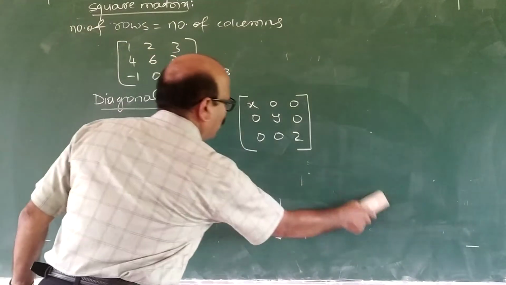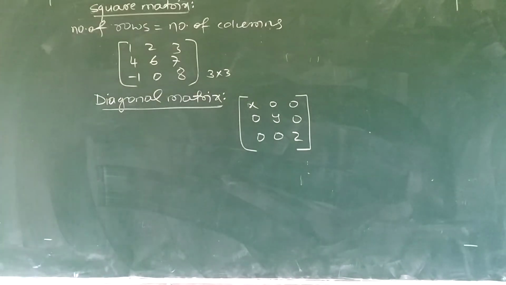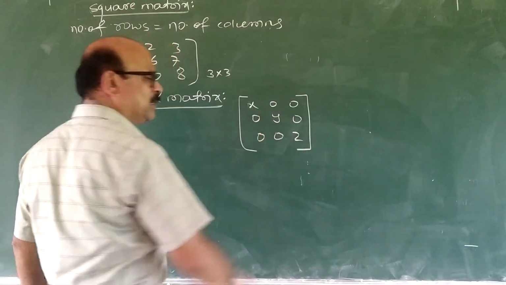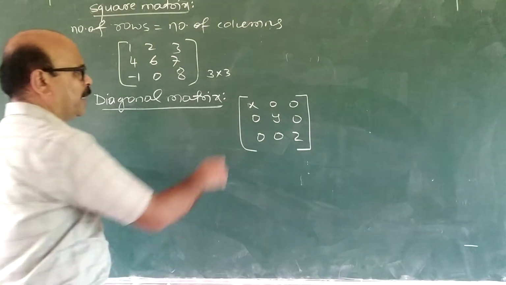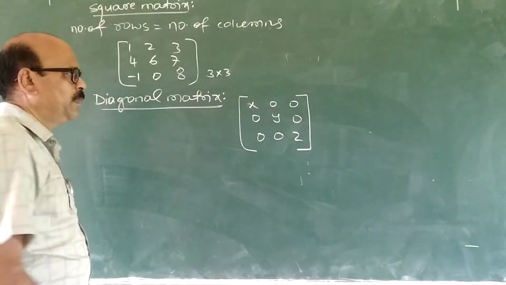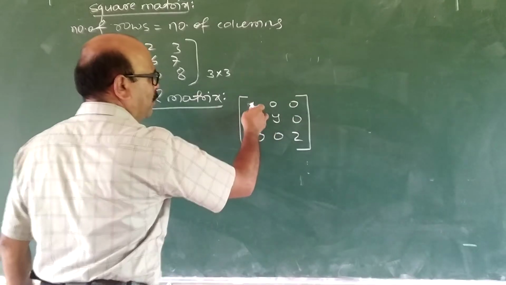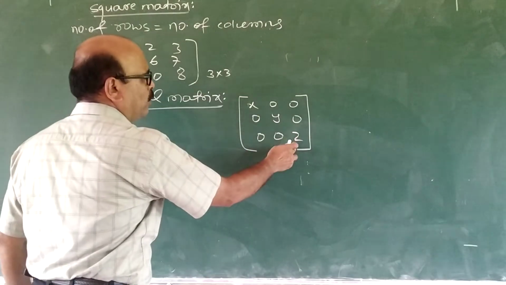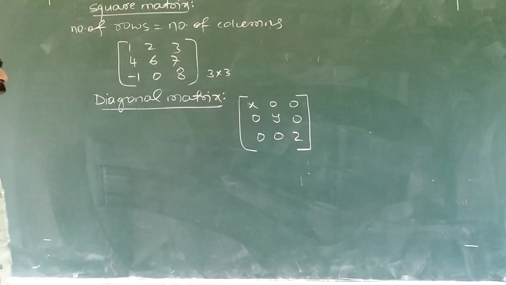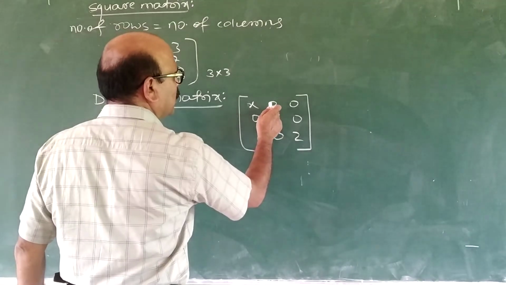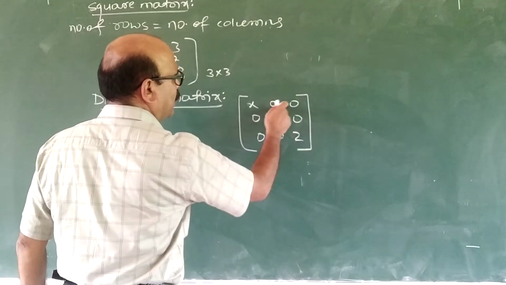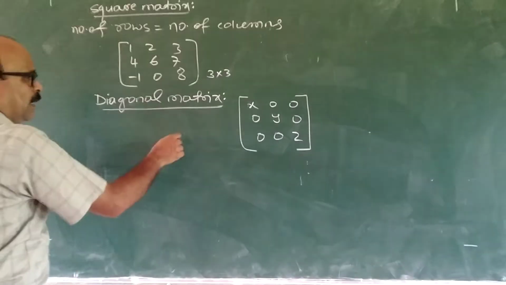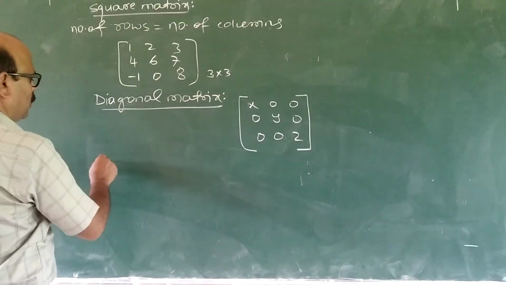What do you mean by the diagonal of a square matrix? There are 2 diagonals. The diagonal from left to right is called the principal diagonal. One more diagonal is there, but we are interested only in the diagonal from top left to bottom right. That is called the principal diagonal. If all the elements except the principal diagonal are zeros, then it is called a diagonal matrix. I think you followed the definition.